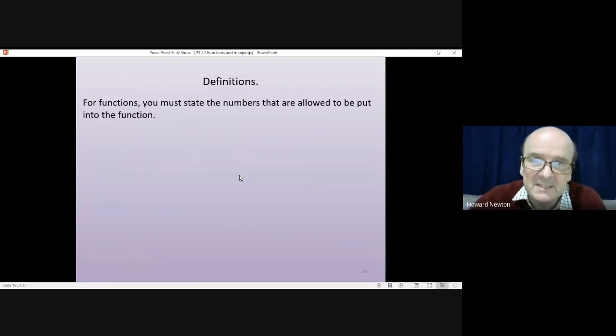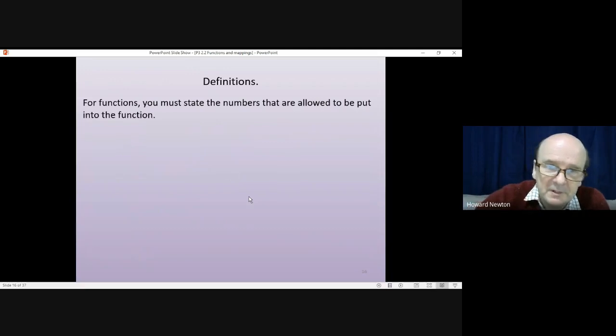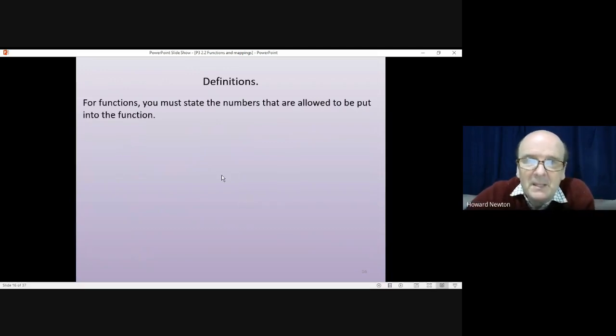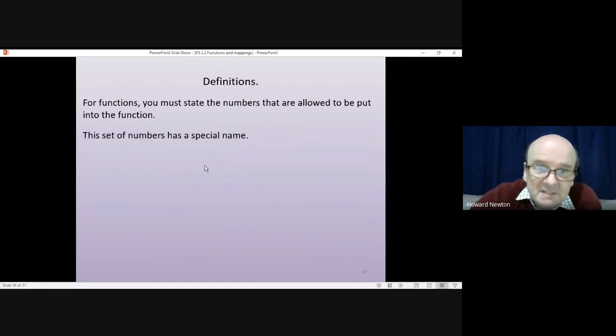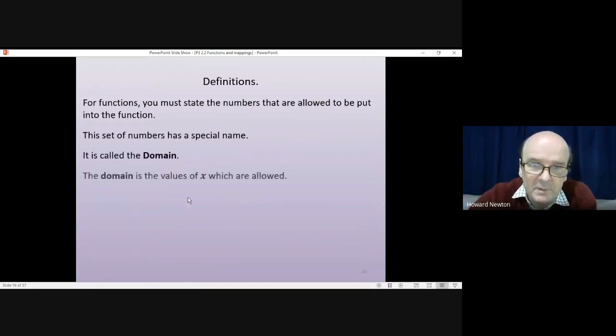Now, this leads us to something very important. For functions, you must state the numbers that are allowed to be put into the function. And this set of numbers has a special name. It's called the domain of the function. The domain of the function is all of the values of x which are allowed. It's all of the numbers that you're allowed to put into the function.